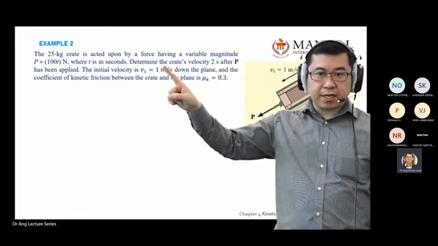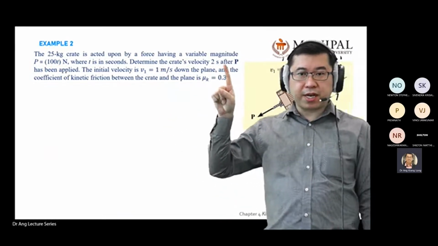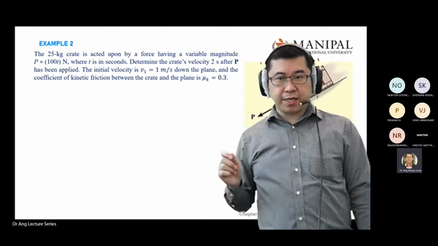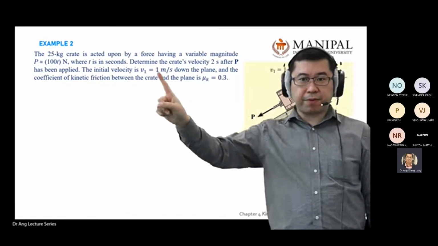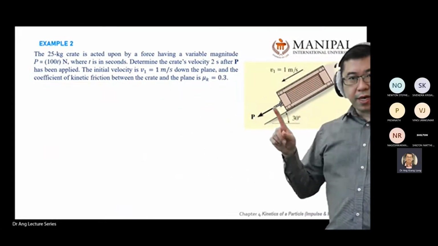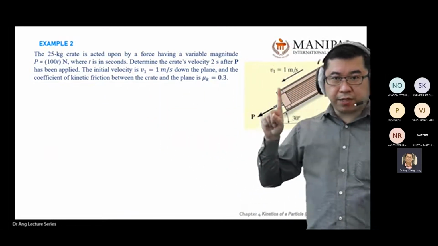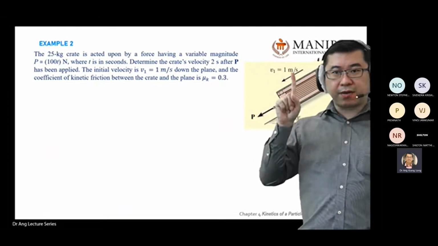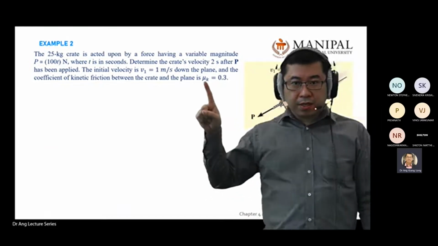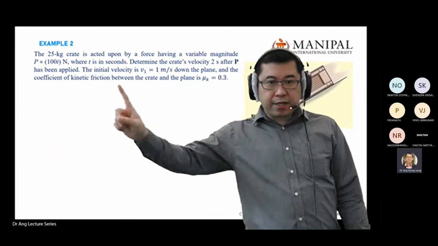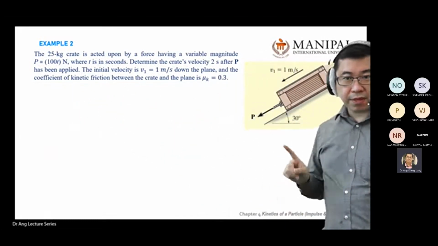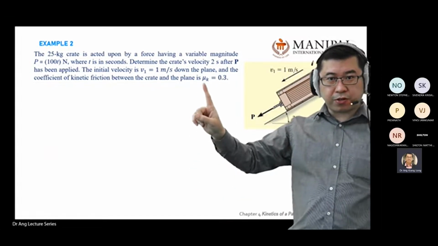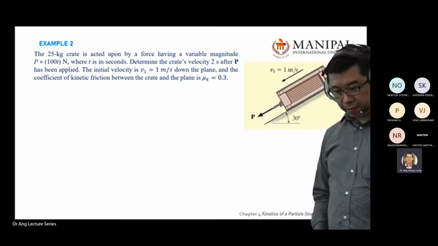t is in seconds. It asks you to determine the crate's velocity 2 seconds after P is applied. So once P is applied, after 2 seconds, what happens to the velocity? The initial velocity is given, so it is no longer at rest. It is given at a certain value. Down the plane, and the coefficient of friction is given. Now the surface is no longer smooth. You are given a friction constant of 0.3.